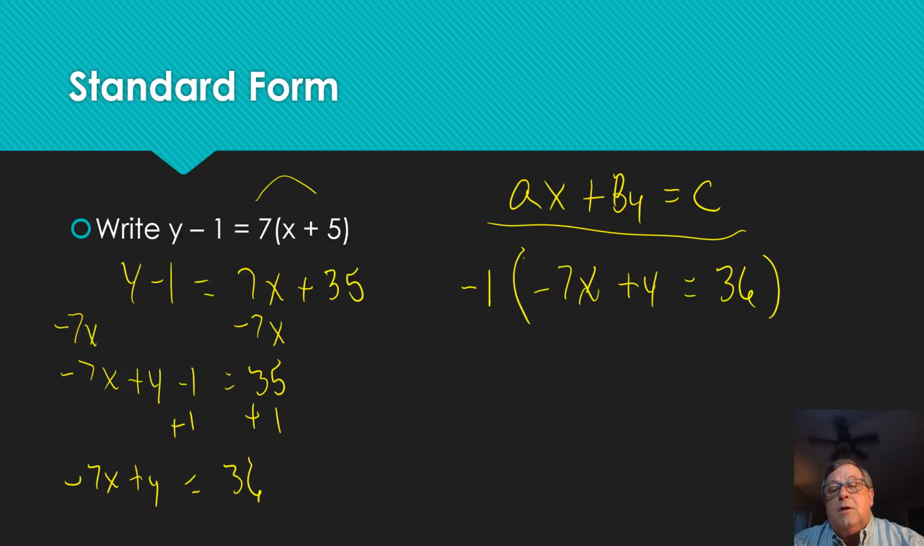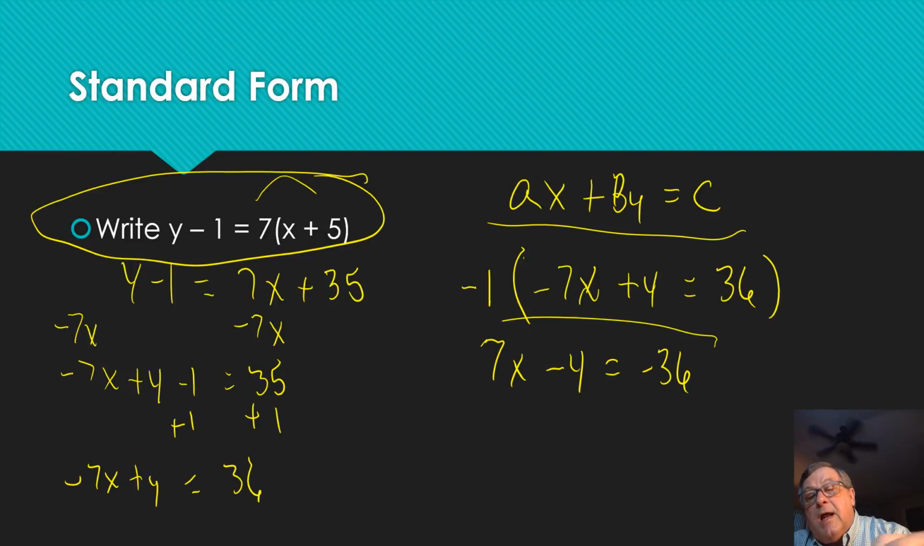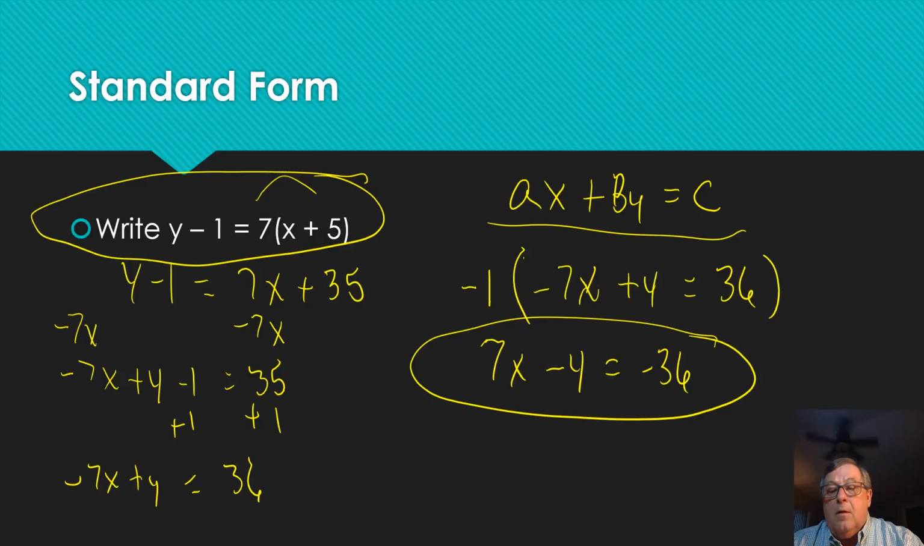So let's see, negative 1 times negative 7x is going to give me a positive 7x. That's what I'm looking for. And negative 1 times positive 1y is negative y. And then negative 1 times 36 is negative 36. And so we've taken this equation that was in point slope form, and we have put it in standard form. Aren't we good?